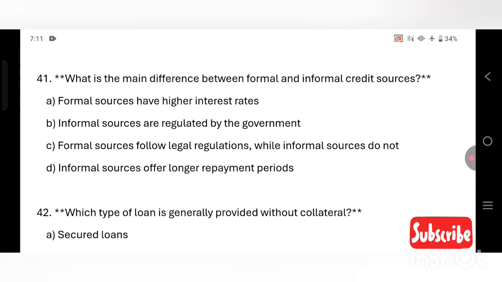Question number 41. What is the main difference between formal and informal credit sources? Option A, formal sources have higher interest rates. Option B, informal sources are regulated by the government. Option C, formal sources follow legal regulations while informal sources do not. Option D, informal sources offer longer repayment periods. The correct answer is option C. Formal sources follow legal regulations while informal sources do not.